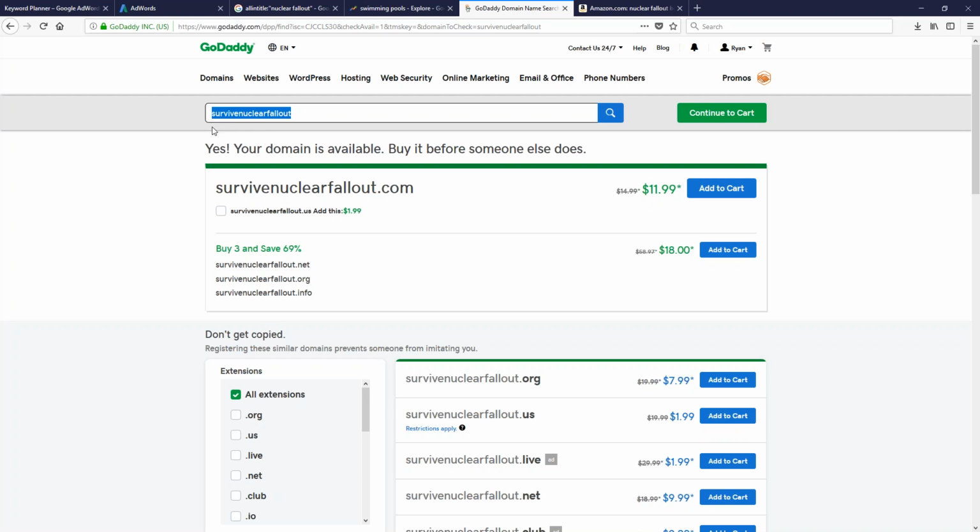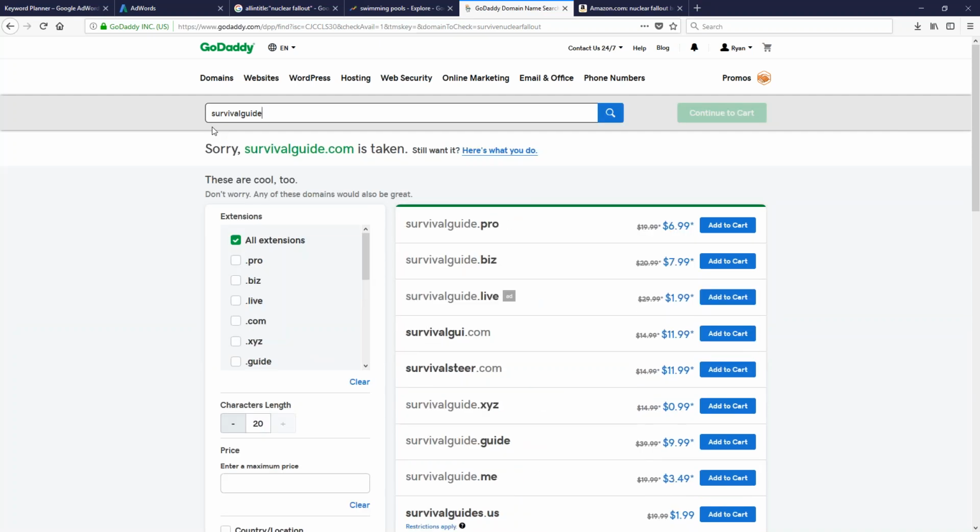I would want something maybe with the word survival in it, so either survive or survival, possibly with the word nuclear or fallout. I could maybe even go for the word radiation potentially as being part of my domain name. I know this won't be available because it's way too general, but something short and sweet, survival guide would obviously be a really great choice.